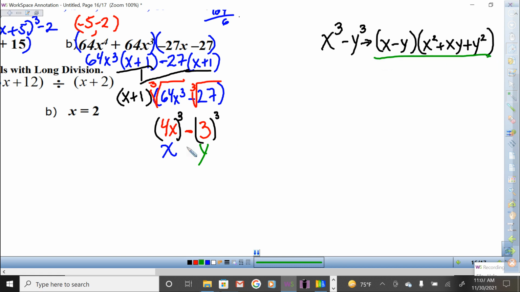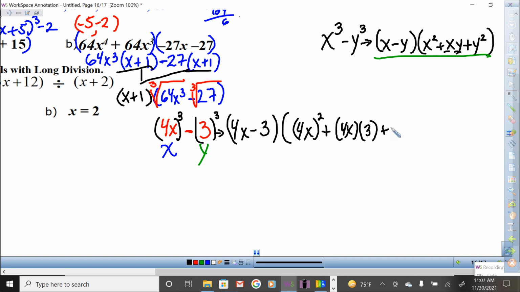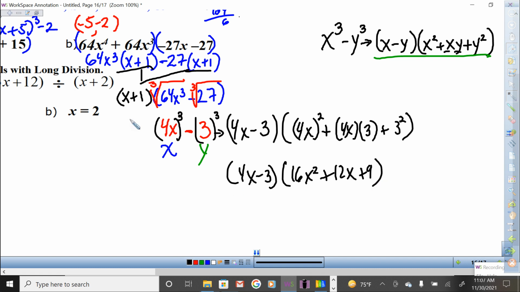So I'm just going to rewrite this using these values. So here we go. Parentheses, x minus y. So what do I write? 4x minus 3, yes? Parentheses, what's next? x squared. So what do I write? 4x squared plus x times y. 4x times 3, y squared. 3 squared. So, 4x minus 3, this is 16x squared plus 12x plus 9. These are my factors, but don't forget the BFF, x plus 1.